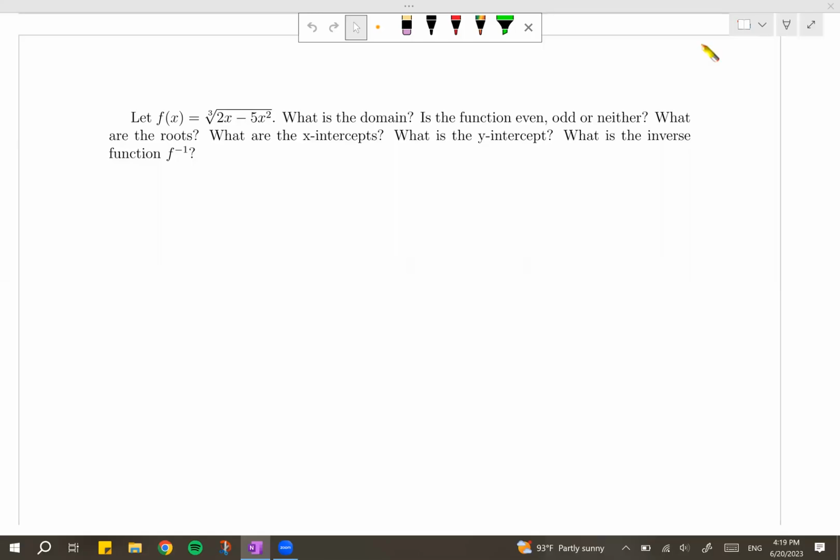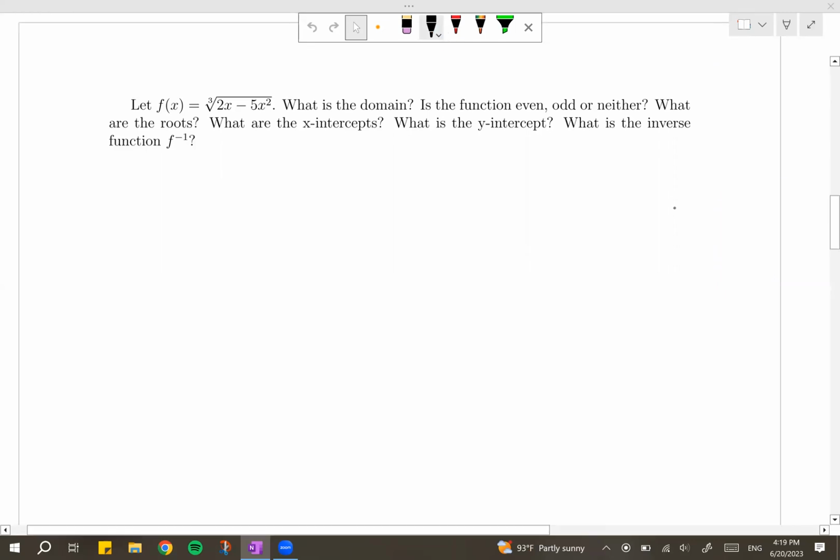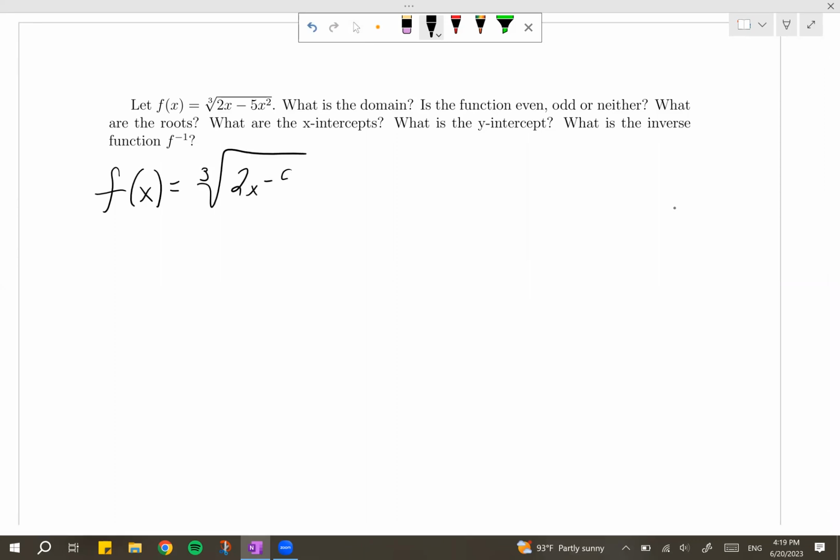Hey, so we've got this problem and we've got a lot of different parts. So we have f of x is equal to the cube root of 2x minus 5x squared. All right. The first thing we want to do is find the domain.